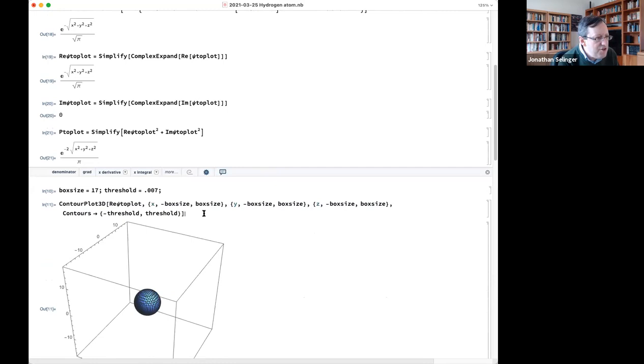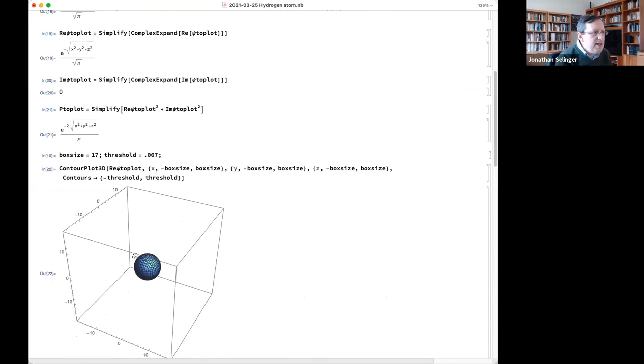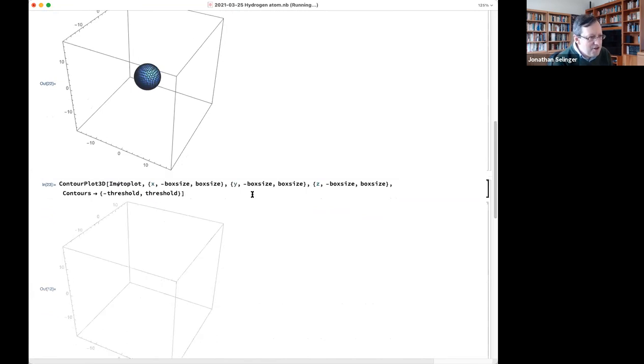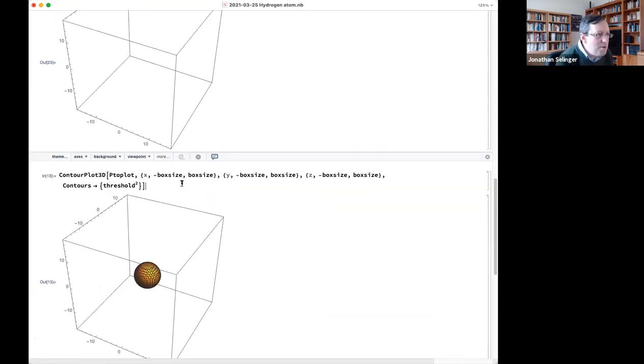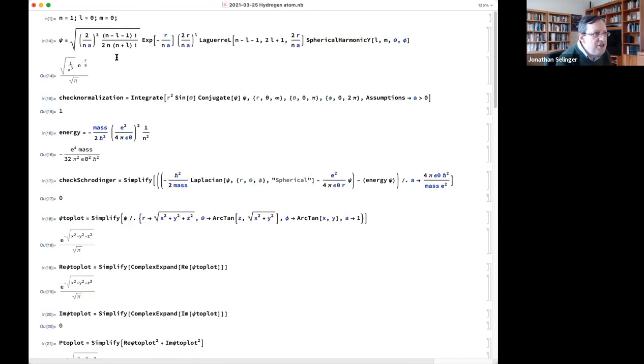So here's my nice little contour plot for the real part. It is spherically symmetric, right? That goes along with having l equals zero and m equals zero. That is a spherically symmetric function. The imaginary part, there's nothing to plot. It's a real thing. So the probability is the real part squared. It's a spherically symmetric function. So that is the lowest energy state, the n equals one, l equals zero, m equals zero.